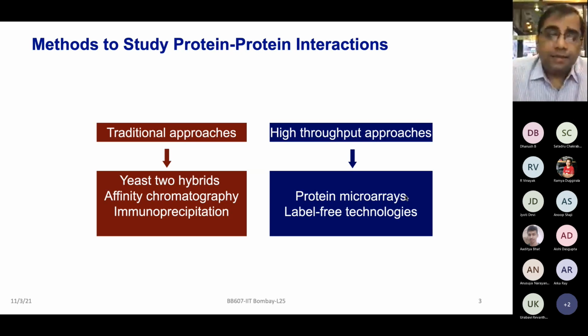Now, given the need to look at the interactors or potential protein-drug or protein-protein interactions at much larger scale, and by using very minimal volume of the samples, the need was: can we look at high throughput approaches? And that's where we got new technologies emerging, which are protein microarrays as well as some of the label-free approaches. Now here also, we are talking about two broad categories: label-based methods.